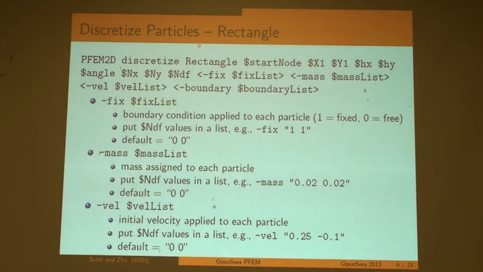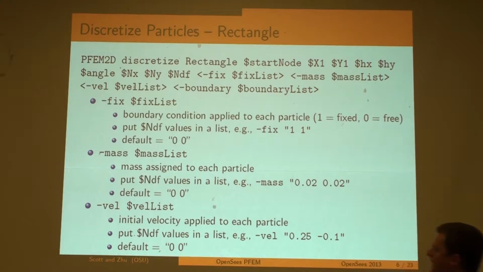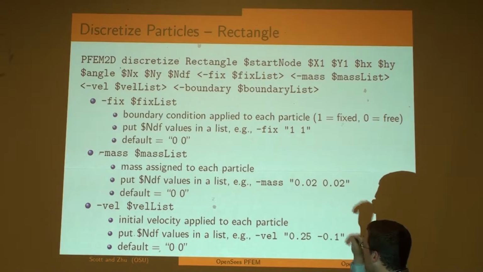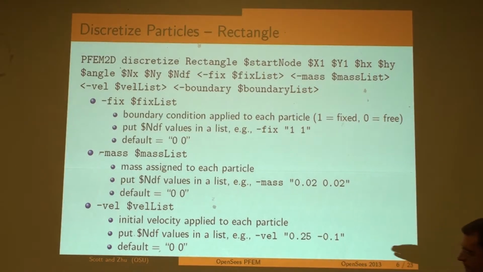And there's some description of the optional commands. The fix, which is the boundary condition applied to each particle, akin to the fix command that you've seen for the structural models. Okay, so we'll create a bunch of particles that can all be pinned or rollered, if you will. Structural engineering speak here. But by default, all the particles are free, so 0, 0 is the default. But we can completely fix them, like for a wall or a bottom surface that contains a fluid.